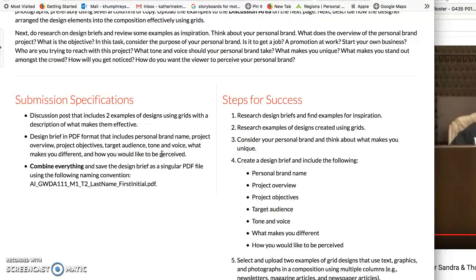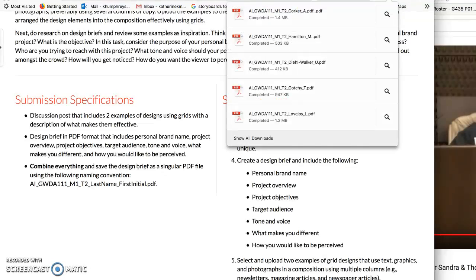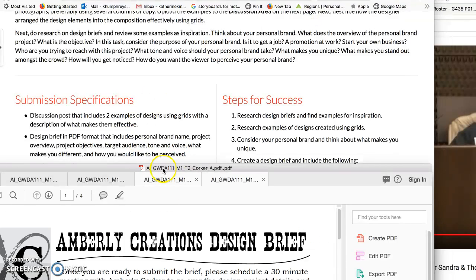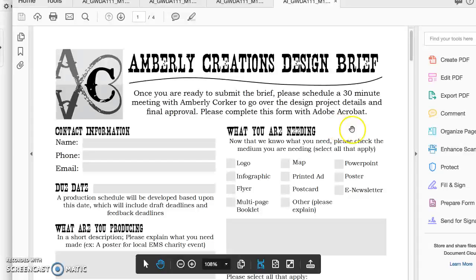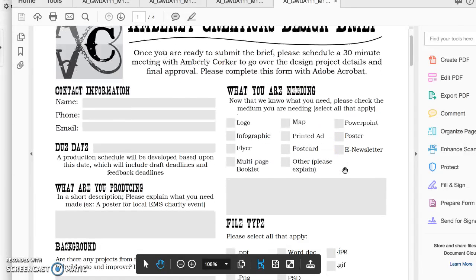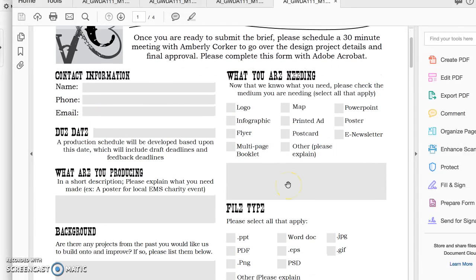Nowhere in that does it say create a document and not fill out the answers. It's just asking for the content. So I'm sorry to see that a lot of people did that. This is a good start, but I want you to fill it out, okay?